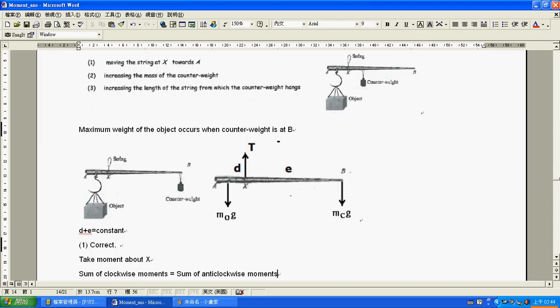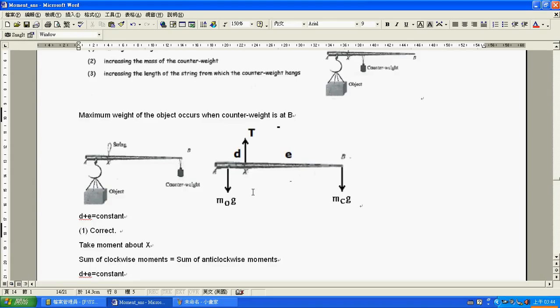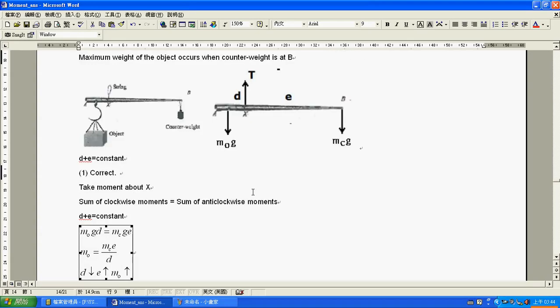Now you can see that the point of the hook is fixed so that the distance D plus E is a constant. So the first statement is correct. Now let's see why. If we take moment about X, the sum of clockwise moments should be equal to the sum of anti-clockwise moments, and D plus E is a constant.